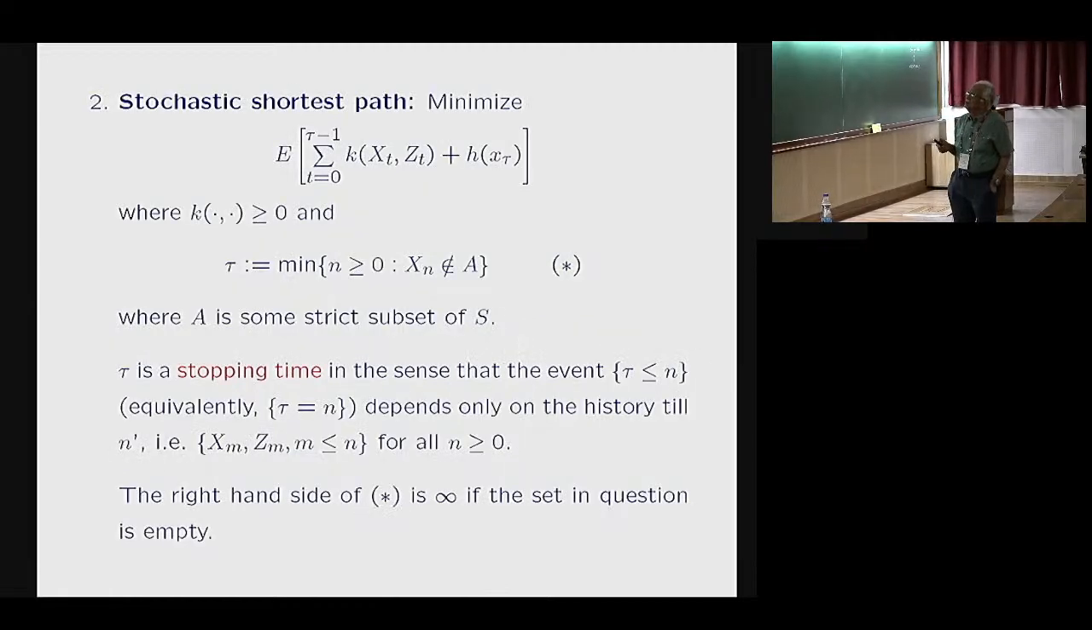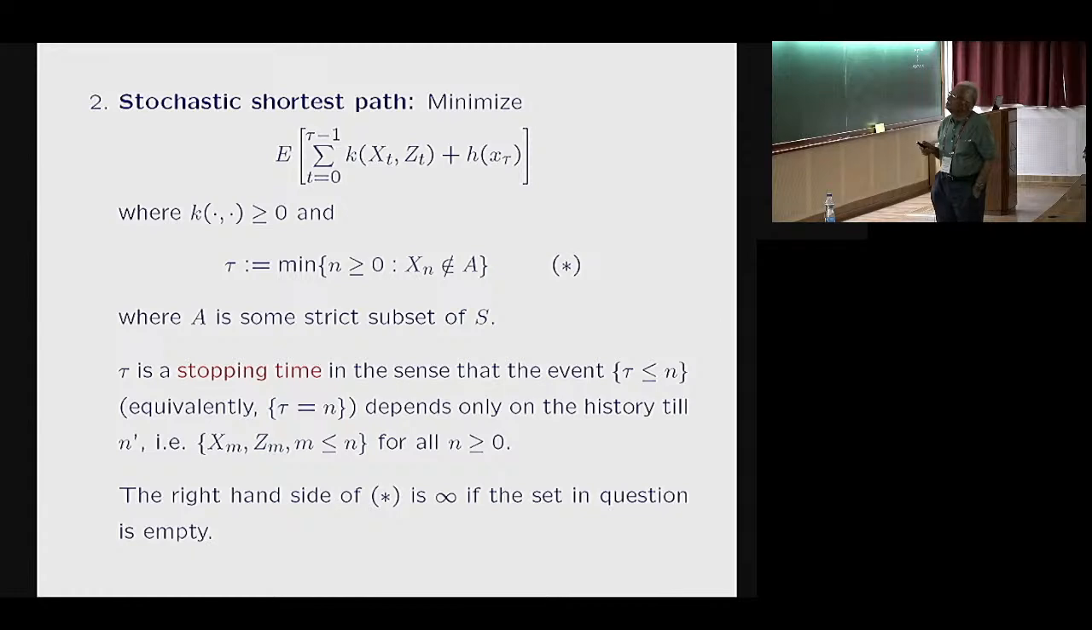This is an important example: the stochastic shortest path, where you have a similar object except that capital T is replaced by a random time tau, which is the smallest n such that X_n is not in A. So this is called the first exit time from A, or first passage time to A complement. And it is what's called a stopping time.